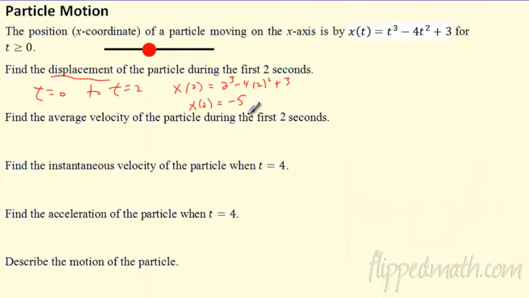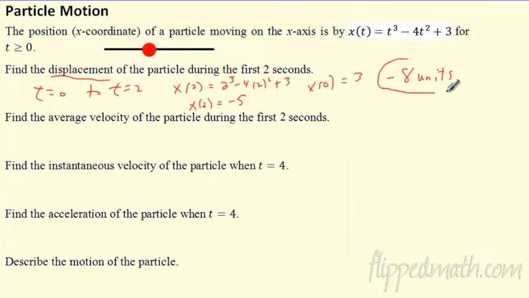Is that right? And then compare that to the x of 0. So what is the x of 0? Well, if I plug 0 in, that's nice. 0 cubed minus, that's going to be 0. It gives you a 3. So the total displacement is it went from negative 5 to 3. So how far did it travel? It traveled negative 8. And we're talking about units. We're on the coordinates, so it's just units.